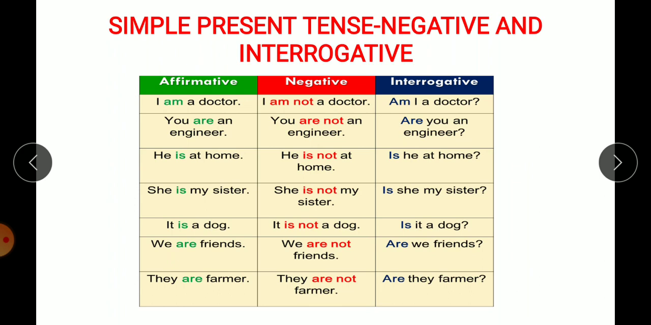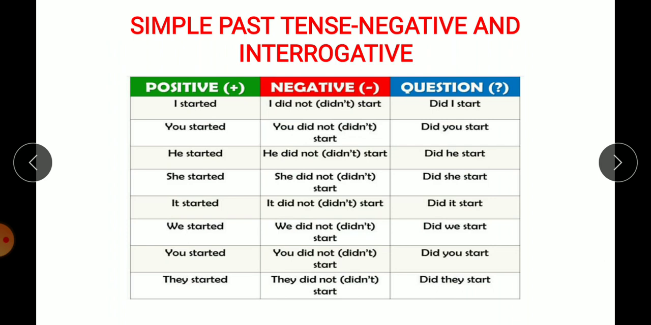Now same thing with simple past tense. In simple past tense, when we are framing a negative sentence or a question, the helping verb that we are using is did. Okay, and with did we use the first form of the verb. Like जैसे यहाँ पे लिखा है I started. Started is the second form of the verb.